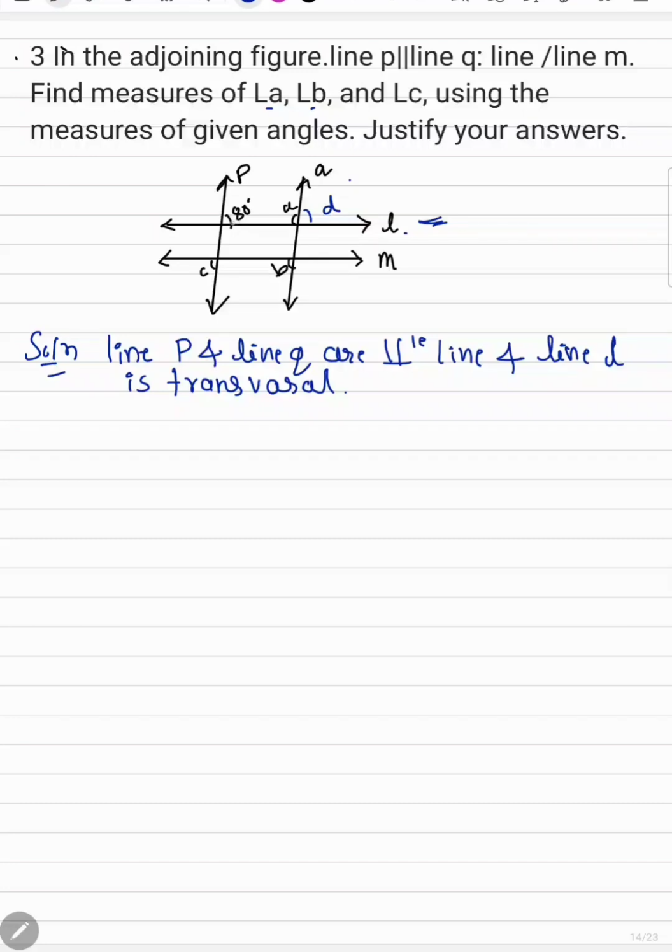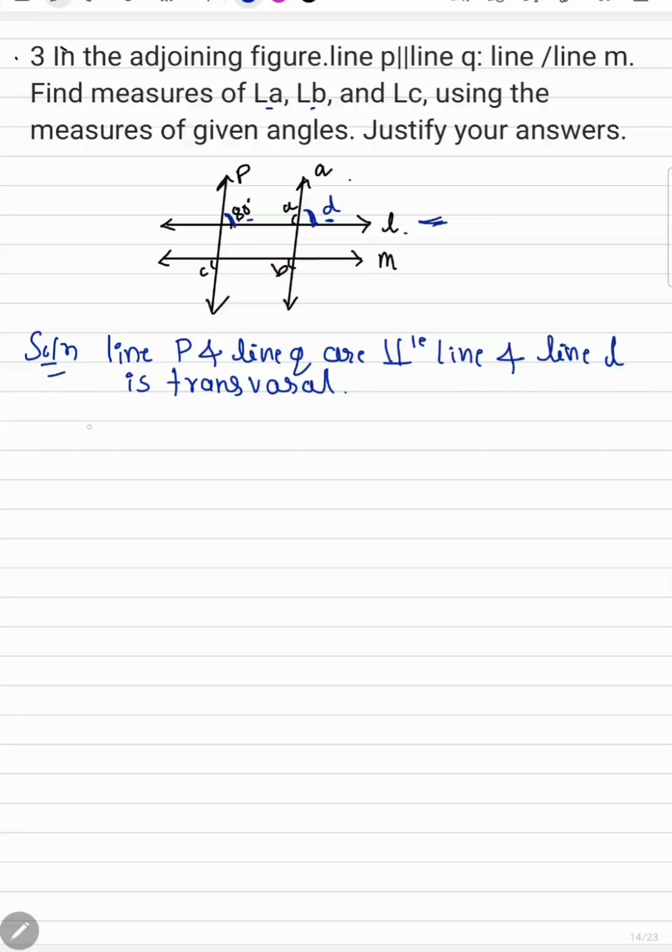So here this angle is 80 degrees and it is the corresponding angle of D. So angle D is also 80 degrees. Why? It is a corresponding angle. Before, we know that corresponding angle, interior alternate angle are known; side by side angles are the same. So the angle of D is taken as 80 degrees.